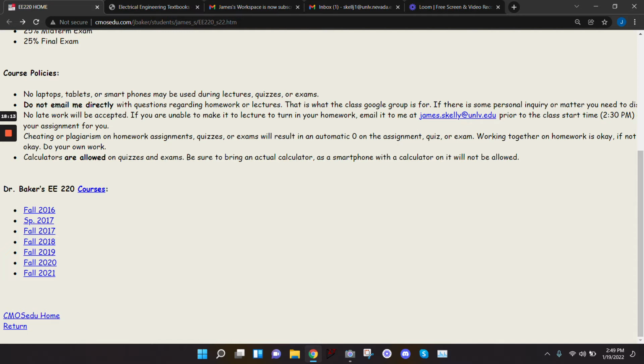They're allowed on quizzes and exams, in class. Make sure you bring an actual calculator, because if you don't have one and you're trying to use your smartphone, I will not allow that. I usually carry a couple of extra calculators, so maybe I'll grab a couple just in case somebody forgets one, but just try and remember your calculator.